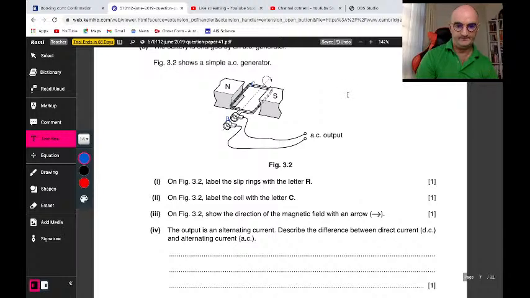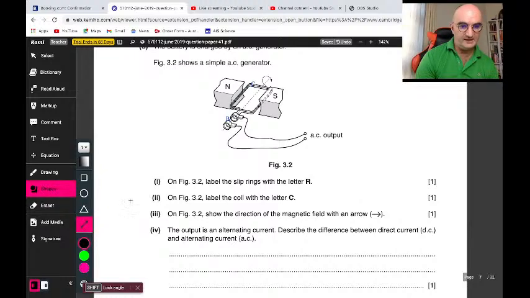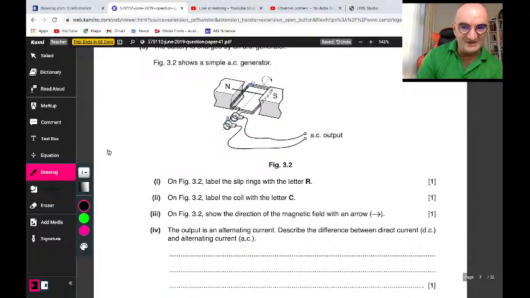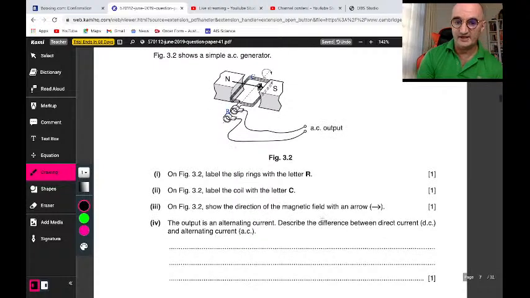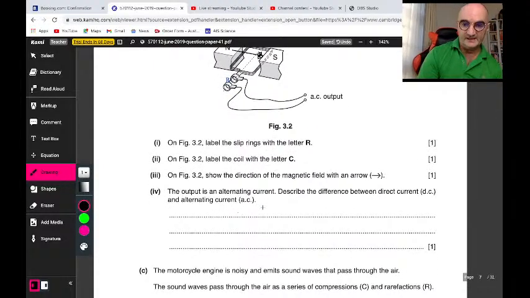There is the coil. Show the direction of the magnetic field with an arrow. North through to south, isn't it? Hopefully there'll be an arrow on the end of there. Let's just draw a little arrow end on there. Direction of the magnetic field is north to south. One mark for slip rings, one mark for the coil, and one mark for direction of the magnetic field, which is great. The output is alternating.